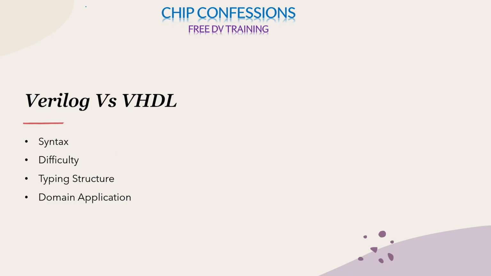ADA is a high-level programming language which was designed for military applications by the US Defense Department during the 1970s or 80s, as I remember. The syntax is a bit difficult in VHDL, whereas Verilog has an easier syntax. That's what you can remember: C-type, easier syntax for Verilog, whereas VHDL has a little bit more complex syntax based on the ADA language.